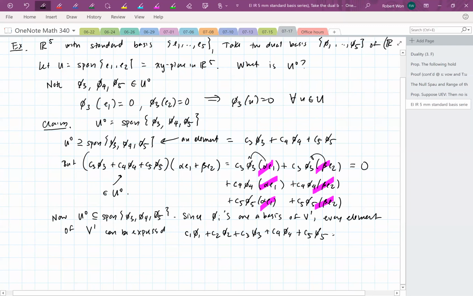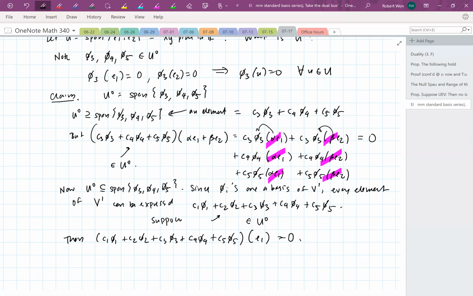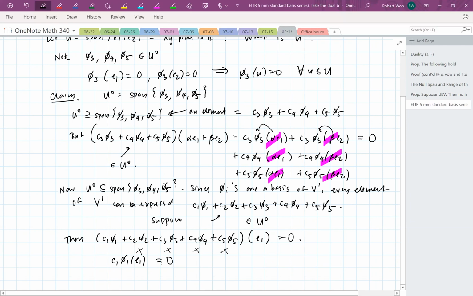Now let's suppose that this element is in the annihilator of U. Well then, certainly it has to vanish on E1. It vanishes on U, so it has to vanish at E1. Since this is a sum of functions, you can just plug E1 into each function. When you plug E1 into each function, the other terms will be 0, and you'll be left with C1 phi 1 of E1 equals 0. But phi 1 of E1 equals 1, so this says that C1 equals 0. Similarly, when you plug in E2, you'll get that C2 equals 0.